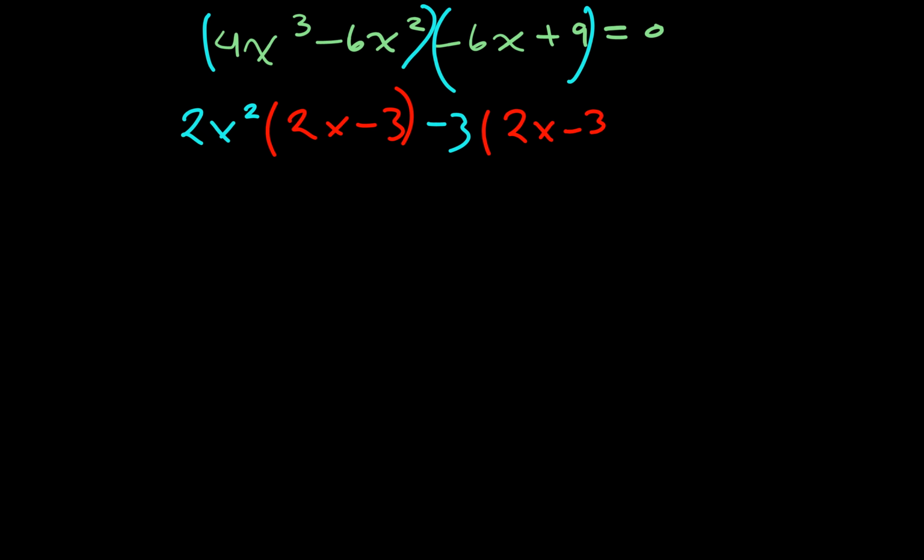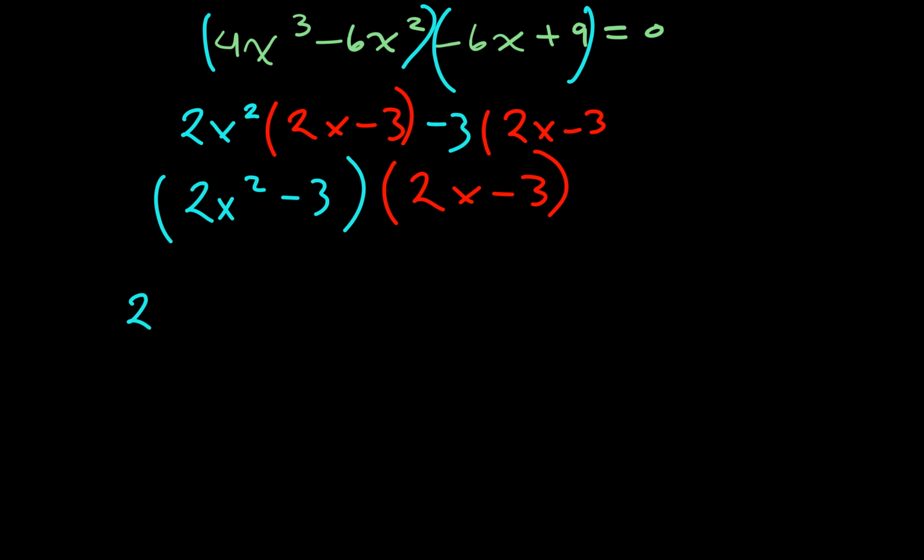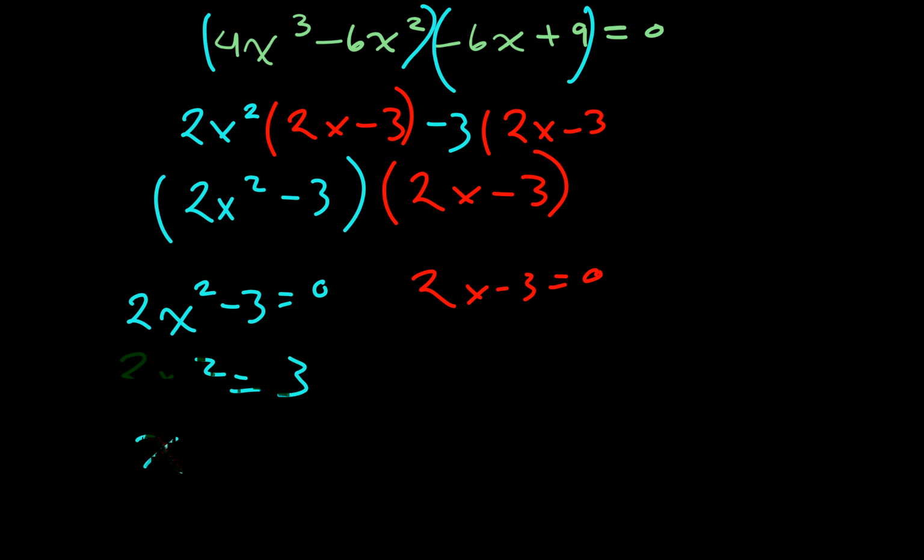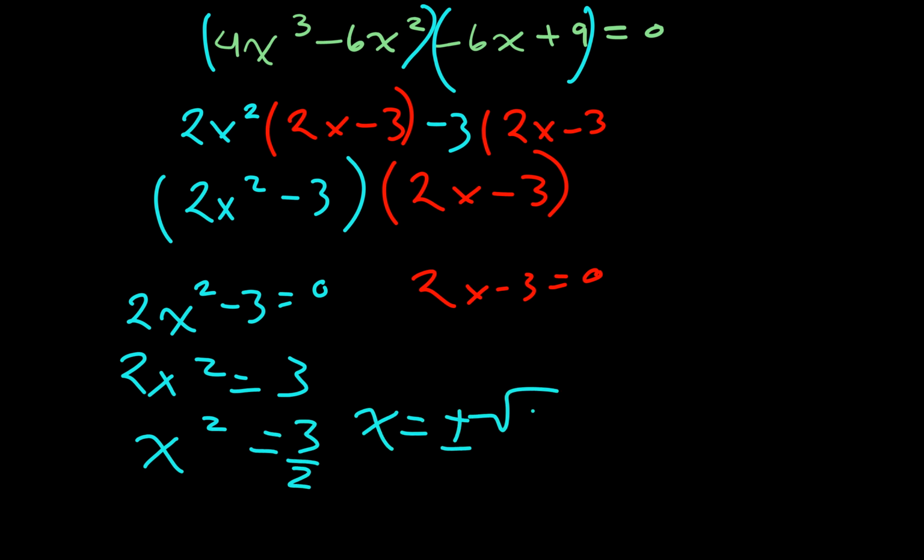And from here you'll factor by grouping, and you'll have 2x squared minus 3 and a 2x minus 3. Then we'll set both of these equal to 0, like so. 2x squared minus 3 is equal to 0, and 2x minus 3 is equal to 0. We'll do simple math. 2x squared is equal to 3. x squared is equal to 3 over 2. Therefore, x is equal to plus or minus the square root of 3 over 2. And this one will just have 2x equals 3. x is equal to 3 over 2. Those are the solutions you should have gotten.